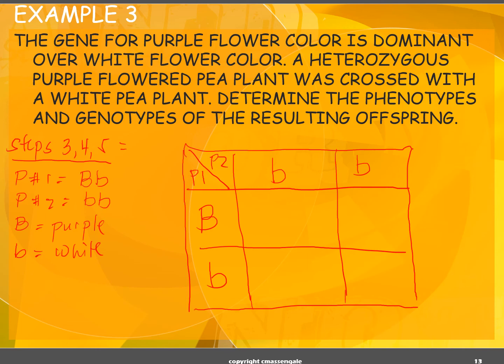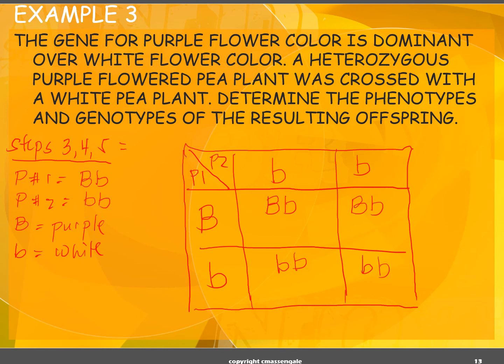We will cross it. So, this one, capital B, small b. Ito po siya. Capital B, small b. Next is this one. Okay, so we have capital B and small b. Next is this one. Okay, so we have here small b and small b. And last is this one. So we have here small letter b and small letter b. So we're done with step number 4. Now let's proceed with step number 5. So let's write down the phenotype of the resulting offspring.